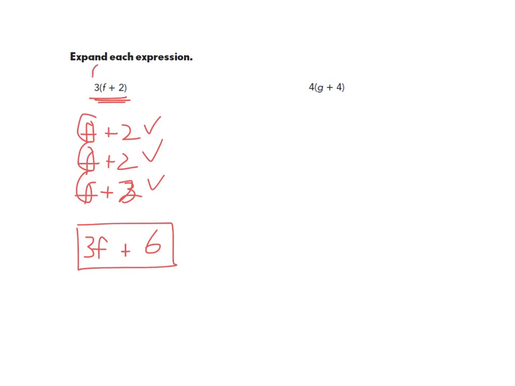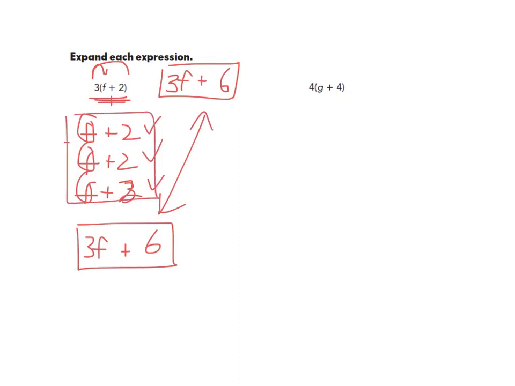If I know that I'm going to have 3 groups of f, 3 times f is 3f. And I keep the sign, the plus there. If I'm going to do 3 groups of 2, I know 3 times 2 is 6. So I can take a shortcut here as long as I know that what's really happening is I've got 3 groups here.